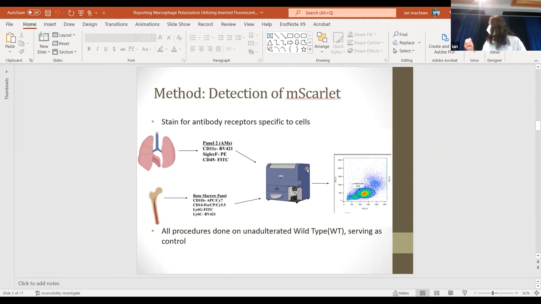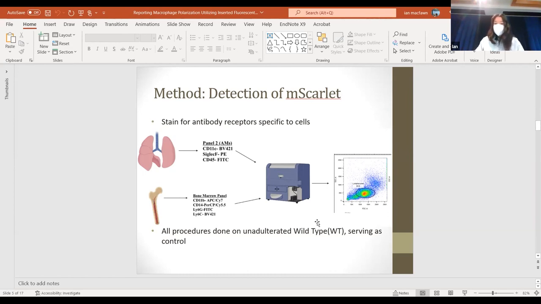So in our case, we would be gating for certain cell populations and analyzing them for mScarlet intensity. We did all of this with our FTH1 mScarlet mouse, but we also did it with unadulterated mice, so mice that didn't have the gene inserted into them. They were just regular, and we referred to them as wild types, abbreviated WT. These served as our controls, so we would compare the FTH1 reporter mice and the wild type to see if there was any difference.